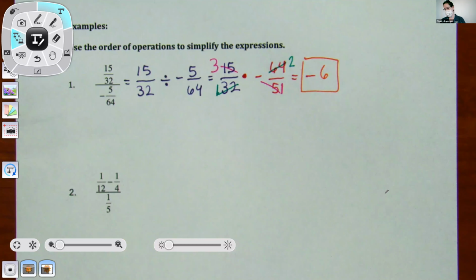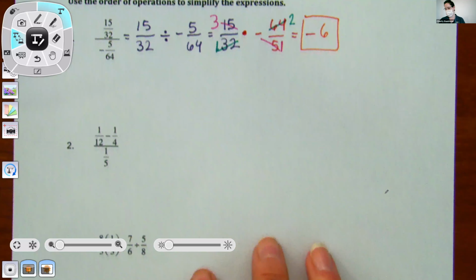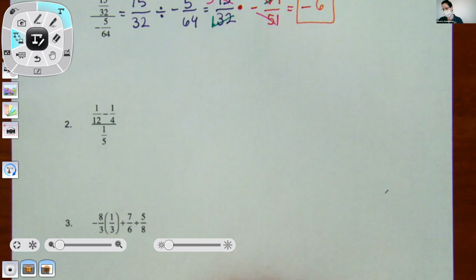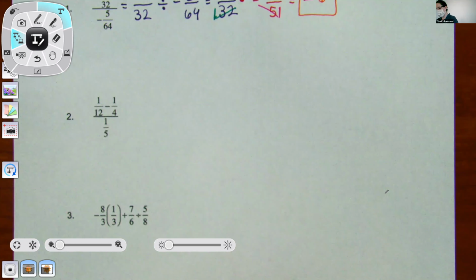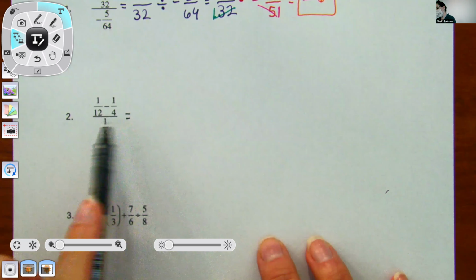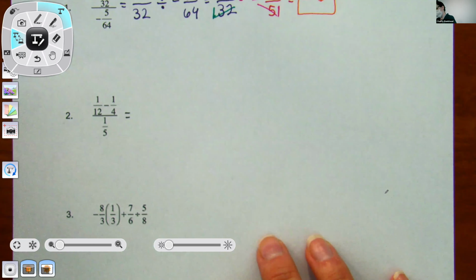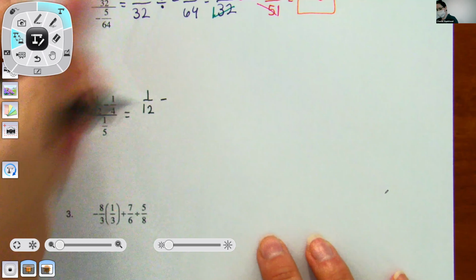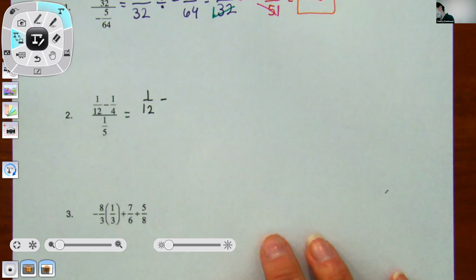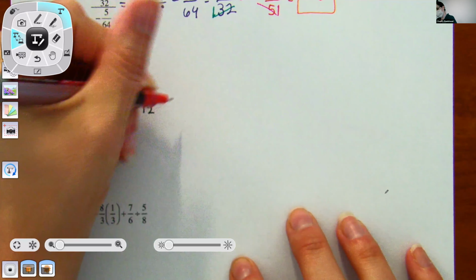All right, so number 2, first we need to simplify the numerator. What would be the LCD for the numerator here? For 12 and 4, what would be the LCD? 12. All right, so 1/12 can just stay the same, minus, and then what do you multiply with 4 to get 12? 3. And then 1 times 3 is 3, so that's 3/12.